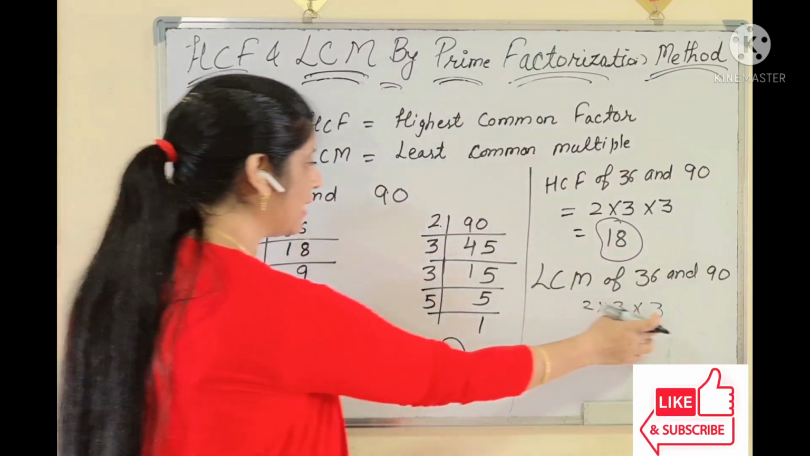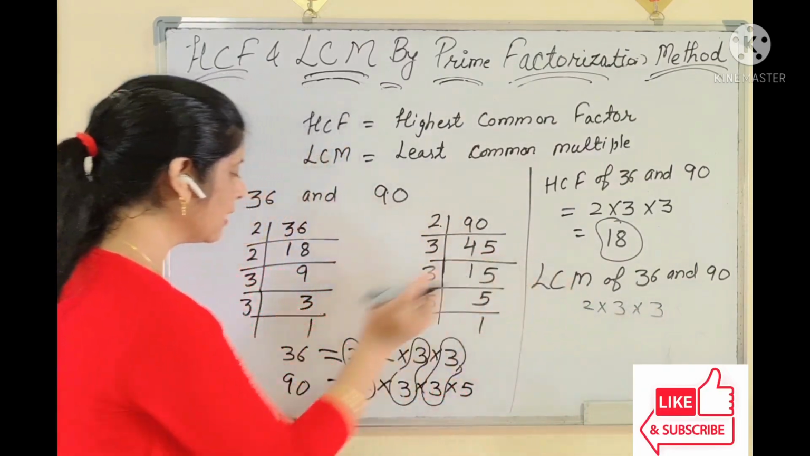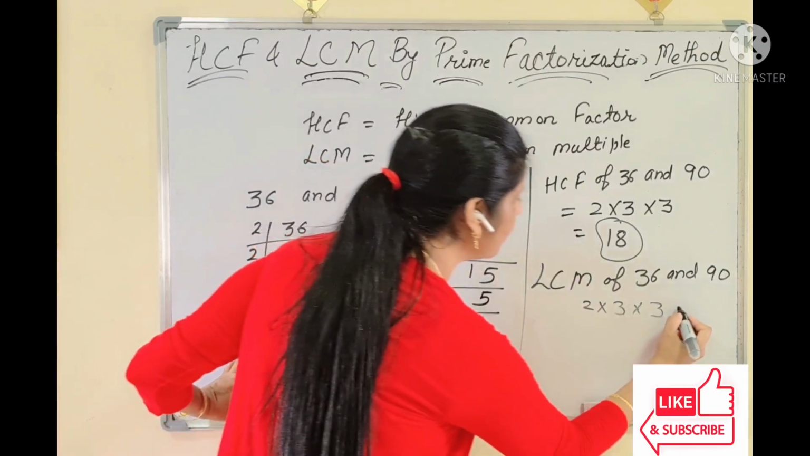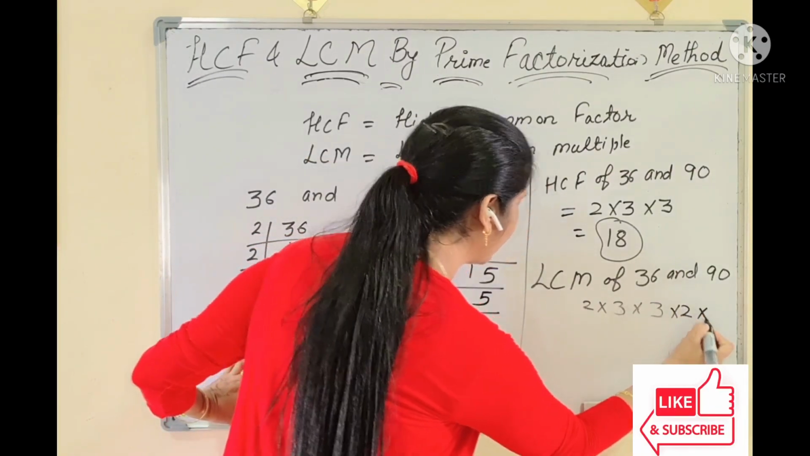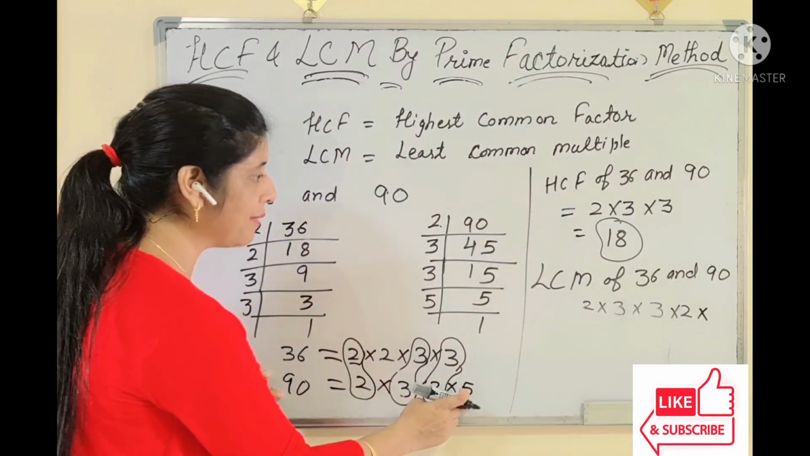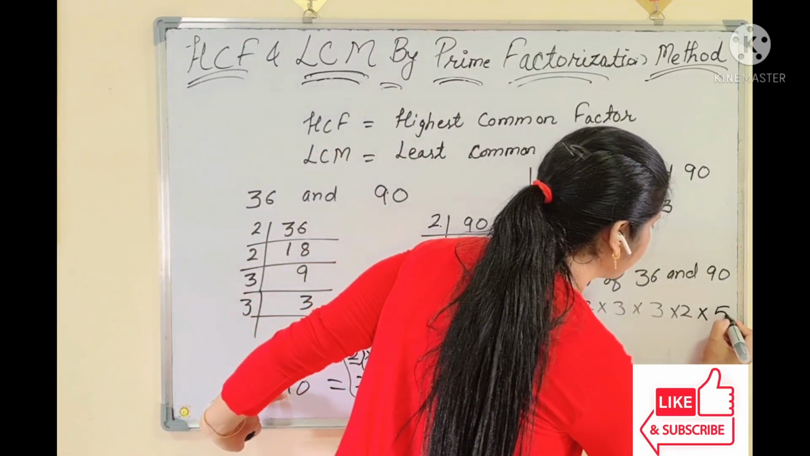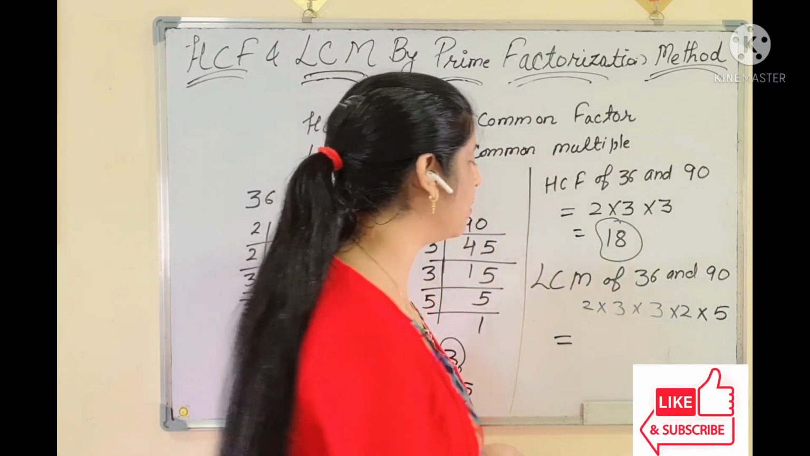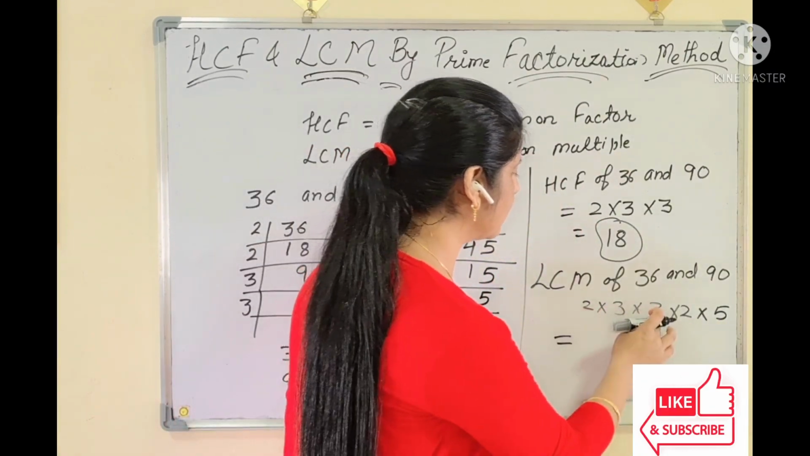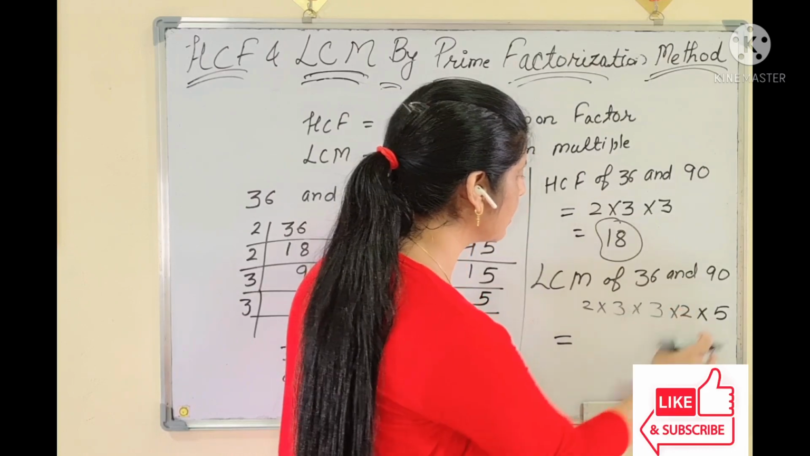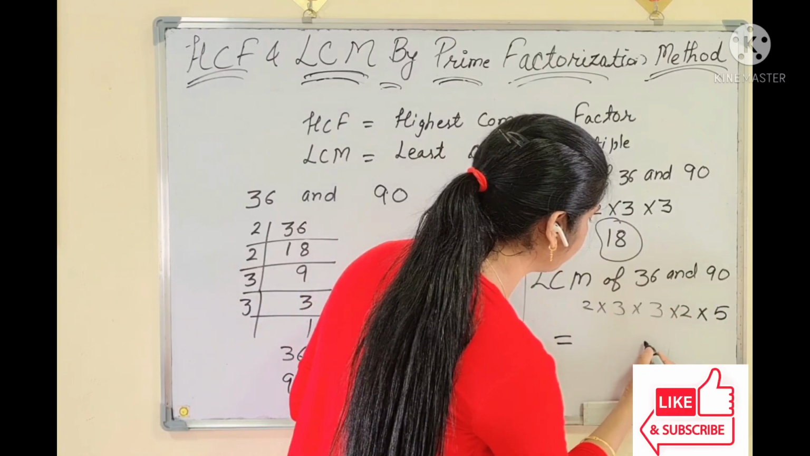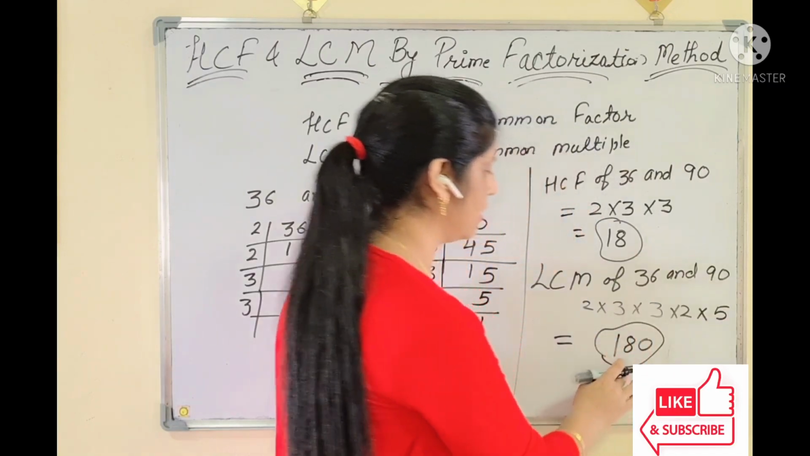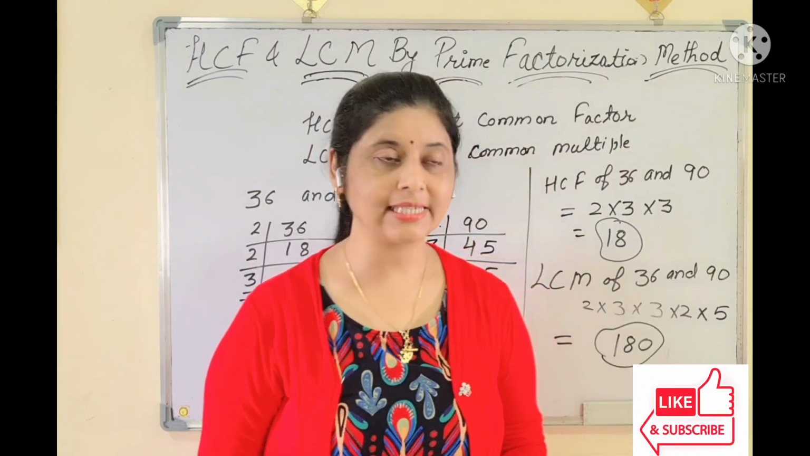Now after writing down the common factors, in case of 36 only 2 is left, so we will write 2, and in case of 90 only 5 is left, so we will multiply by 5 here. Now the next step is to multiply all the numbers. 2 3s are 6, 6 3s are 18, 18 2s are 36. If we multiply 36 by 5, 5 6s are 30, 18. We get 180. So this is the LCM.